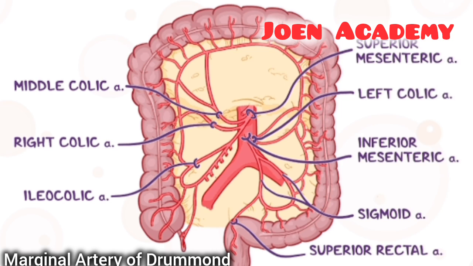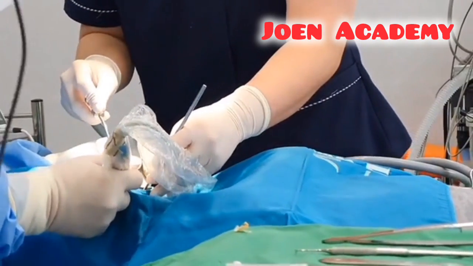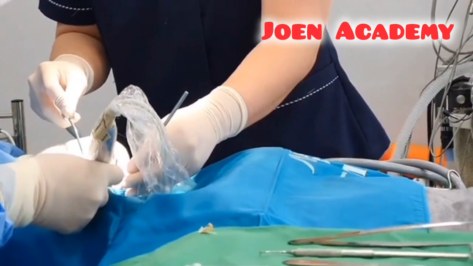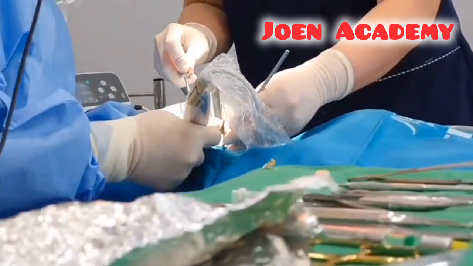It is formed by a series of anastomoses between the terminal branches of the ileocolic, right colic, middle colic, left colic, and sigmoid arteries. From this marginal artery, short straight arteries called vasa recta arise to directly supply the colonic wall. The integrity of the marginal artery is vital, especially during surgery, as it provides collateral flow if one of the main colic arteries is ligated or compromised.